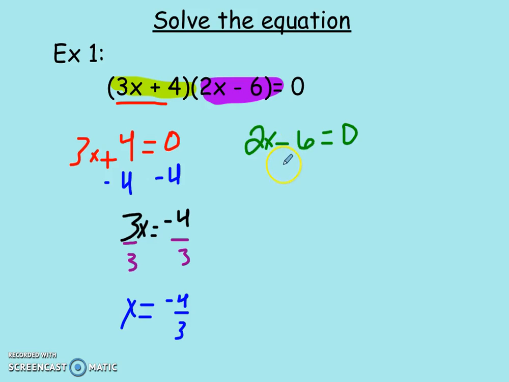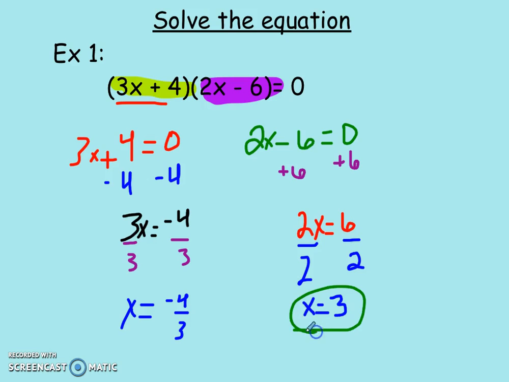The second one, to undo subtracting 6, I'm going to add 6 on each side, which leaves me 2x equaling 6. Divide both sides by 2, and x equals a positive 3. So the two solutions, the two answers that work, are x equals negative 4/3 and x equals 3.